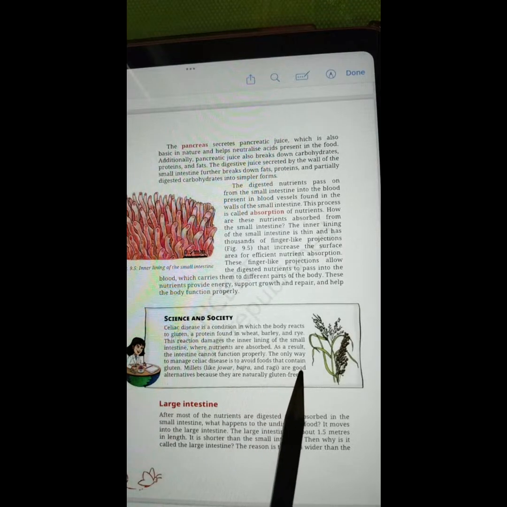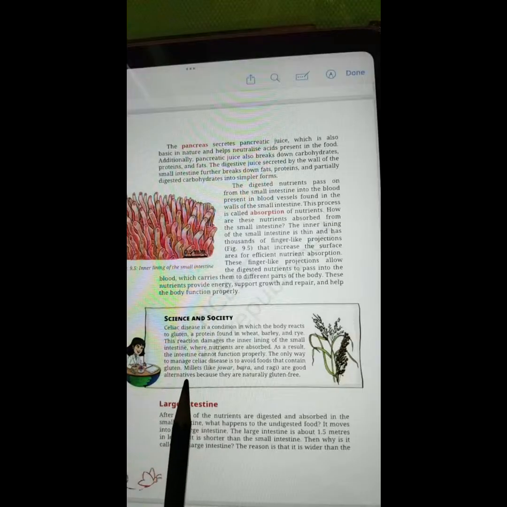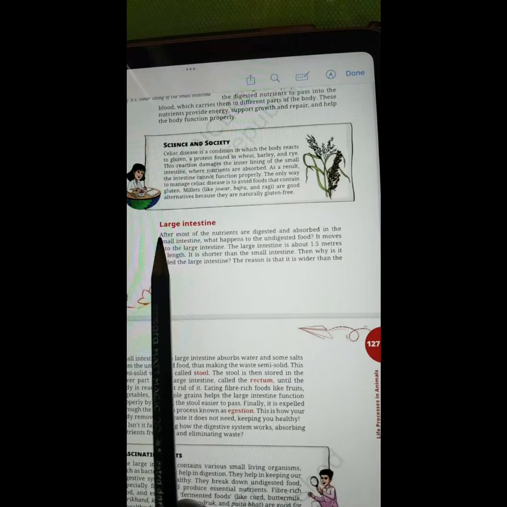The only way to manage celiac disease is to avoid foods that contain gluten. Millets like jawar, bajra, and ragi are good alternatives because they are naturally gluten free. This is quite a prevalent disease nowadays. Even kids have it.